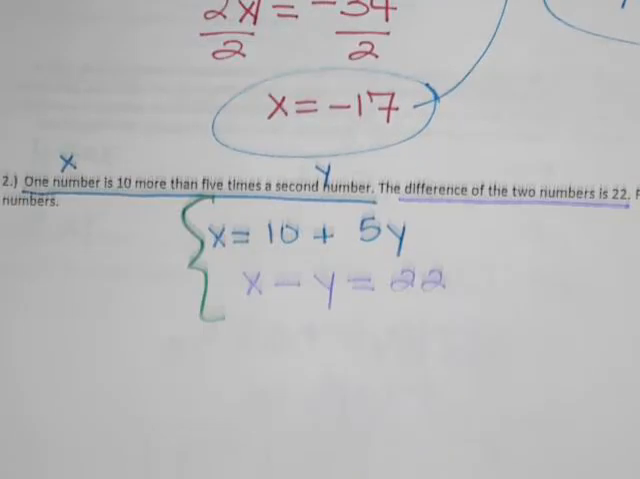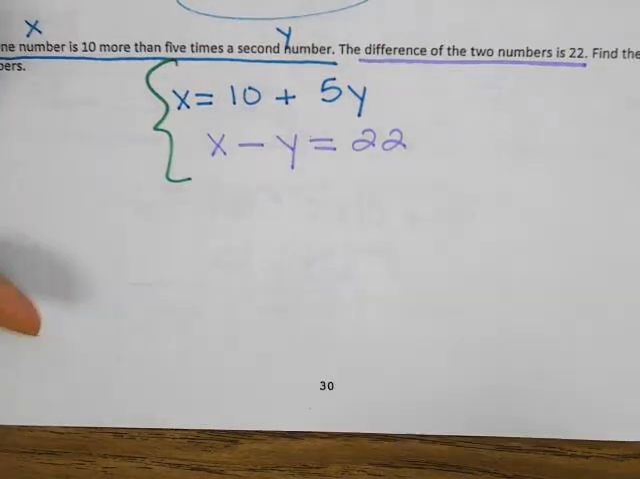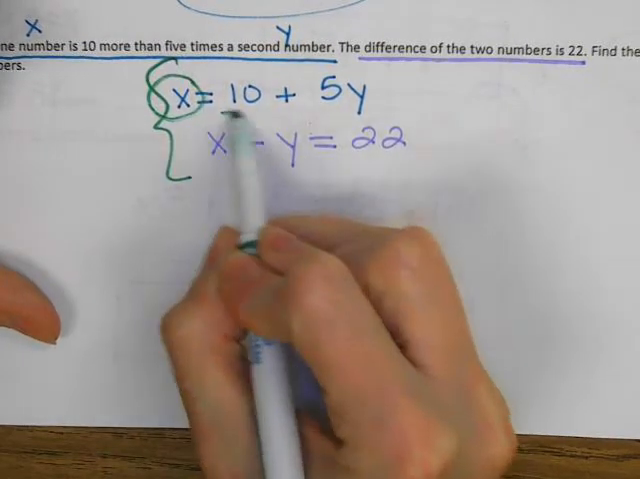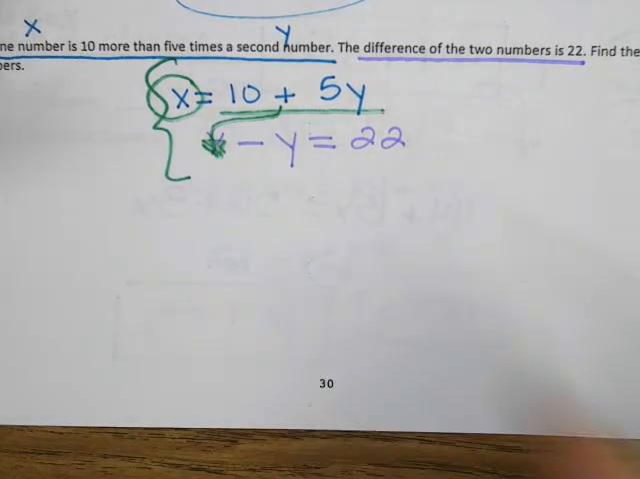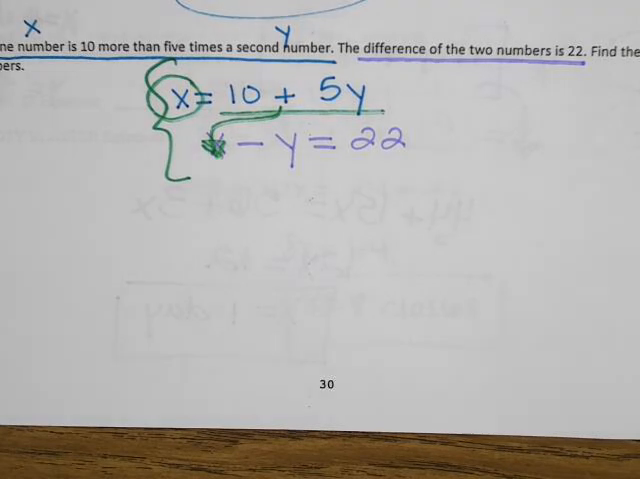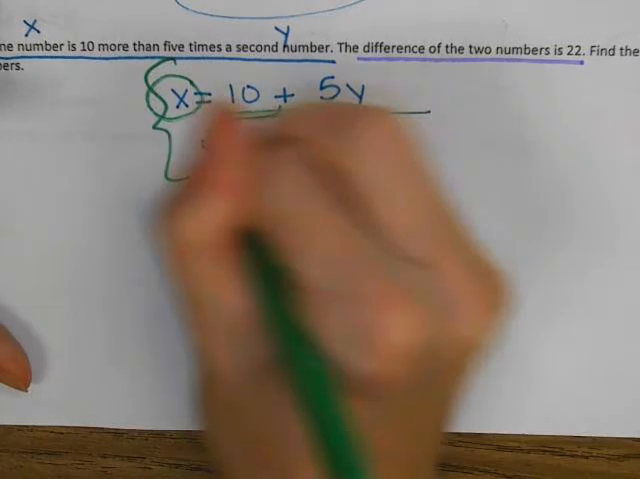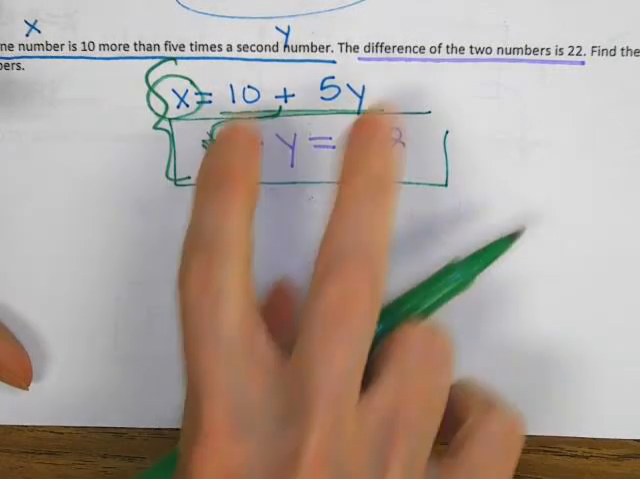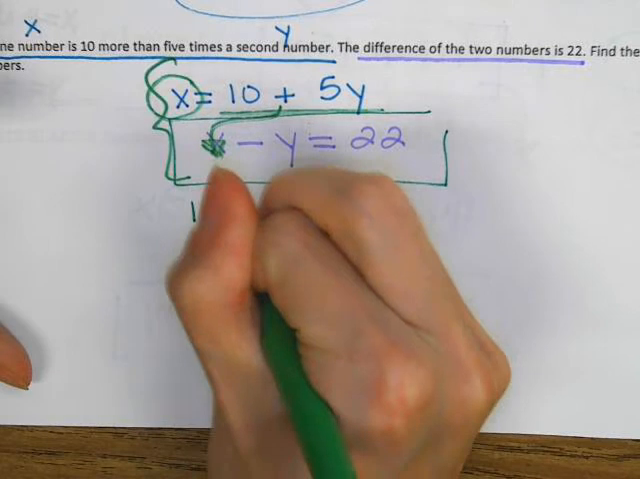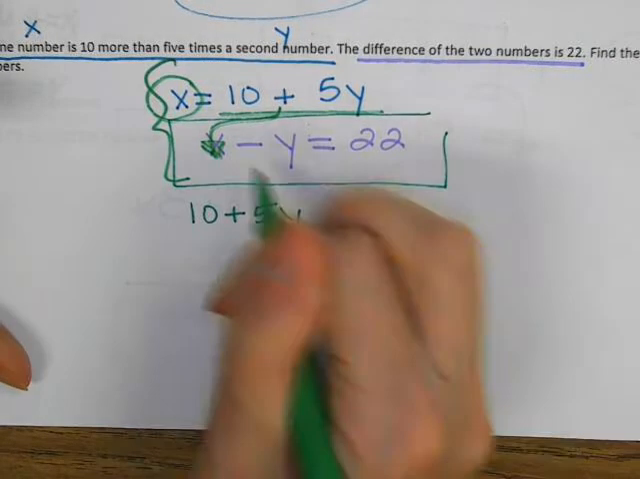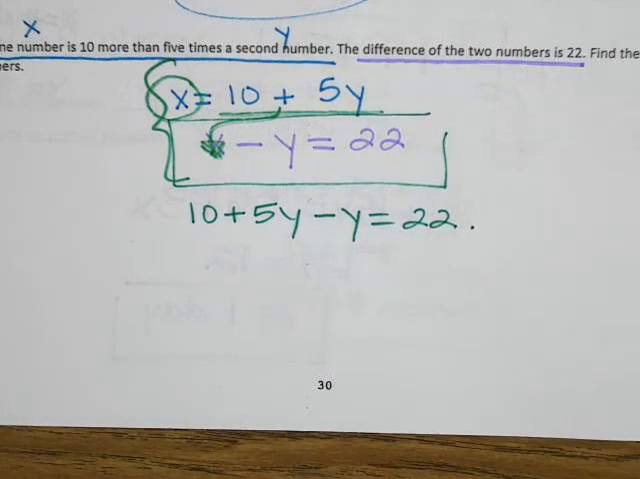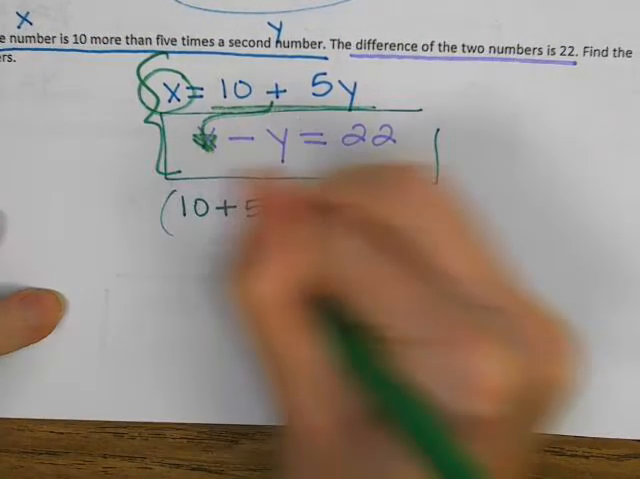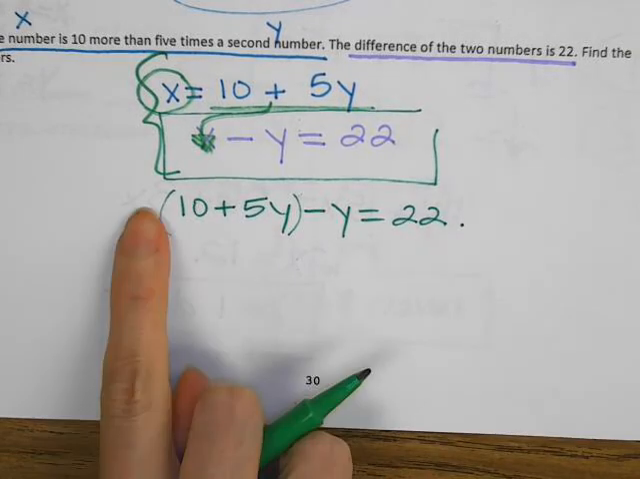This one I would probably say to solve by substitution because x is 10 plus 5y, so let's just sub that in to x down here. I think this is a nice substitution problem. Okay, so now we're going to rewrite this guy, but instead of x, we're going to put in 10 plus 5y. And then finish the equation, minus y equals 22. So we made a substitution. You don't really need parentheses on this one because there's nothing out front.